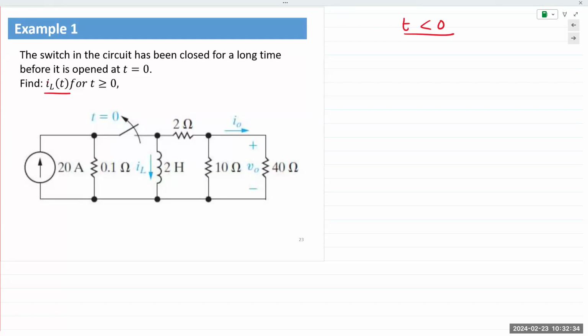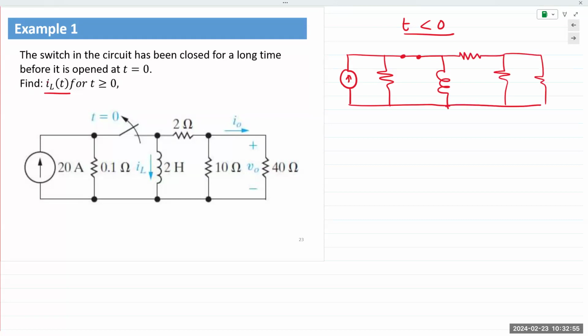Okay, prior to time t less than 0. So what does that give me? Gives me a current source, resistor, the switch, which is closed, inductor, and then 3 resistors on the right.